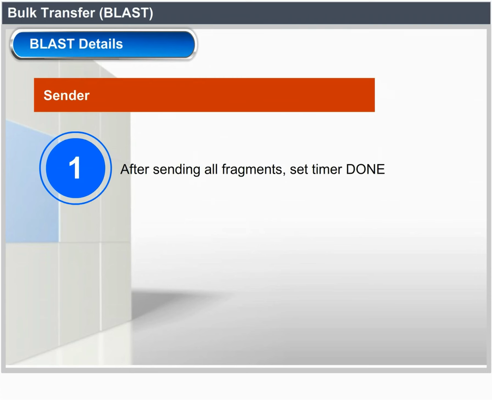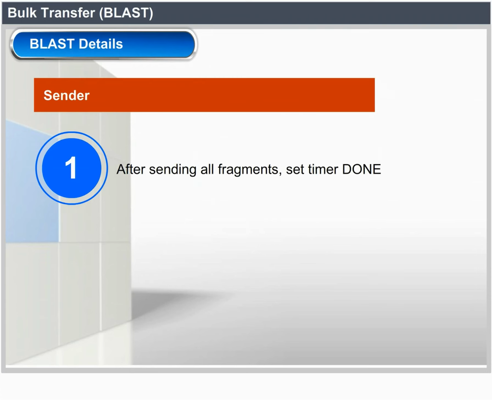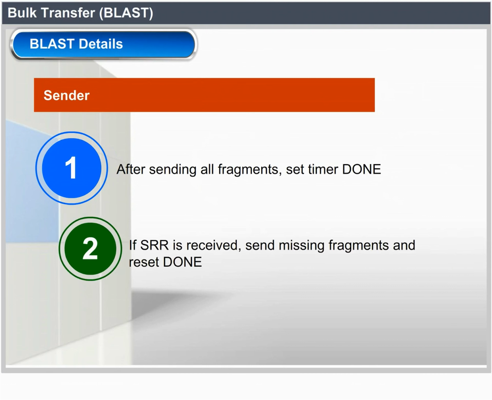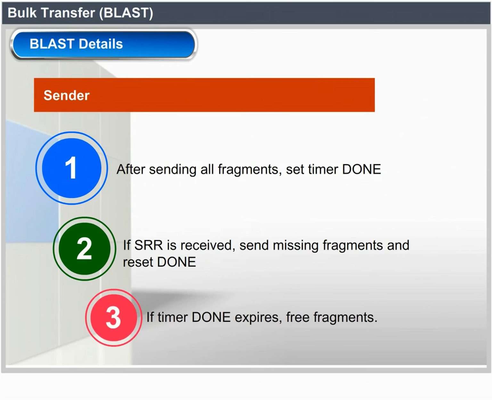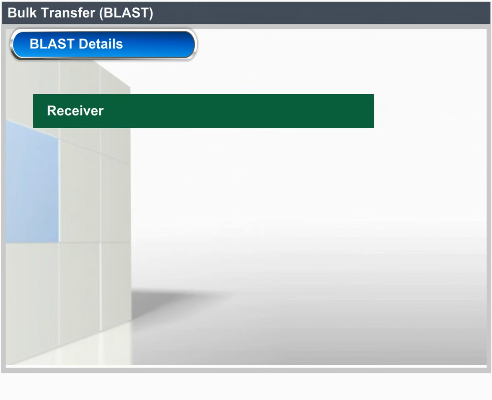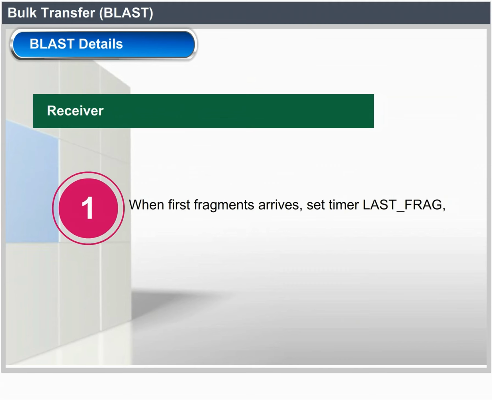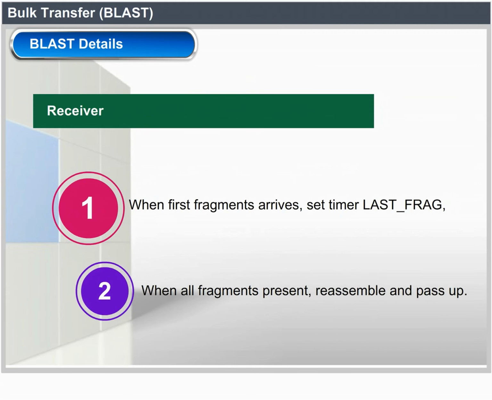Sender: after sending all fragments, set timer done. If it receives an SRR, send the missing fragments and reset done. If timer done expires, free the fragments. Receiver: when the first fragment arrives, set timer last_frag. When all fragments are present, reassemble and pass up.